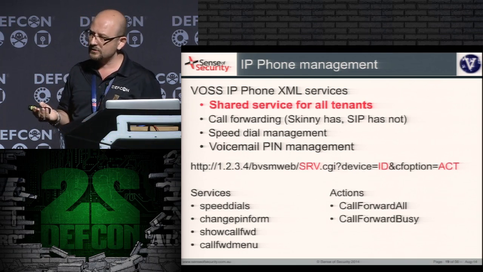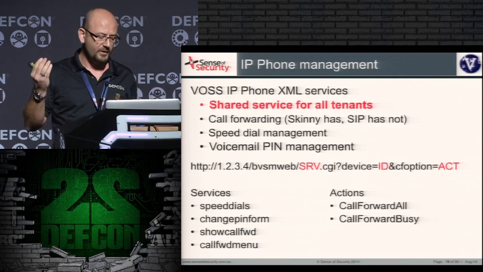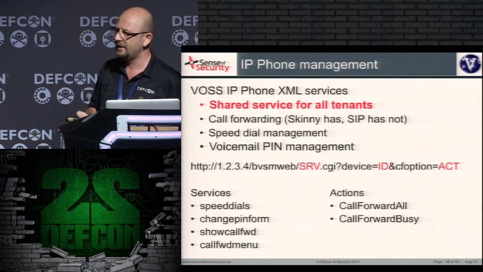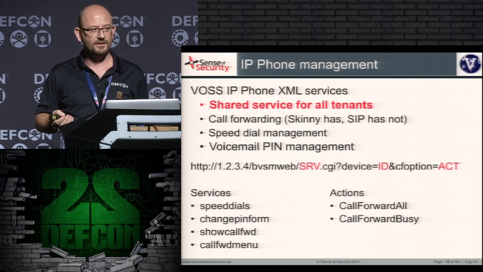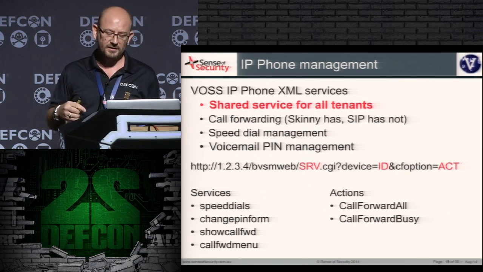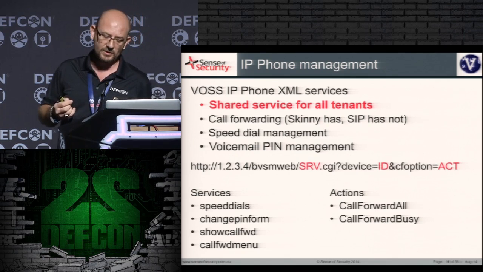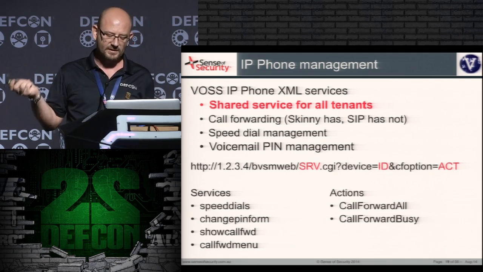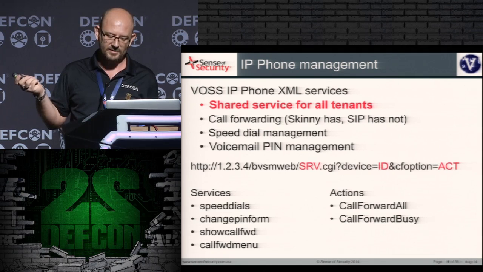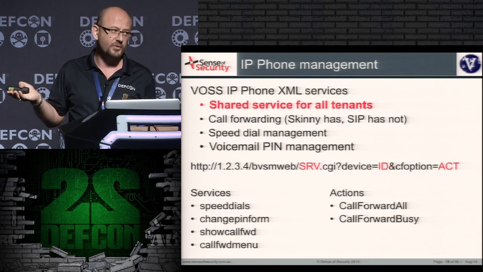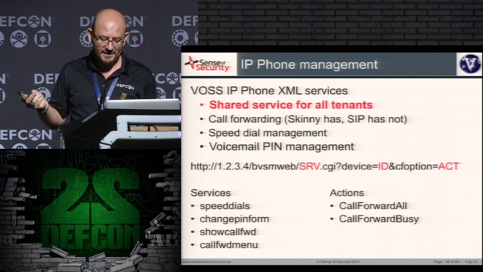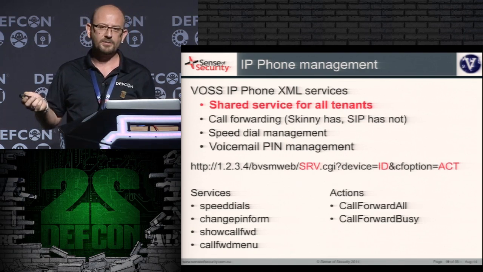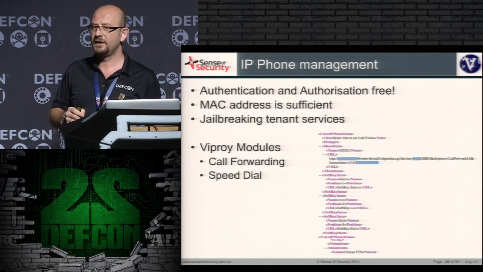We can use additional attacks on it, for example, call forwarding, speed dial manipulation, voicemail access, pin changing. It is still unpatched. Second week of September, it will be in use. And this URL is the basic attack surface. SRV is the service type and service name. Device ID is the MAC address, and you can easily get it using ARP scan attacks. An action may be call forwarding or updating a basic speed dial.